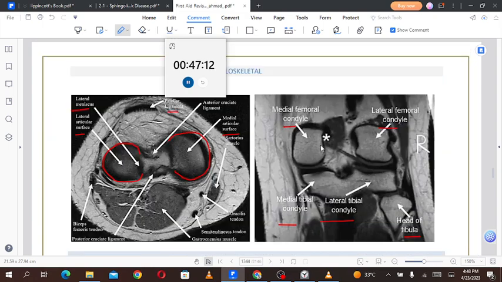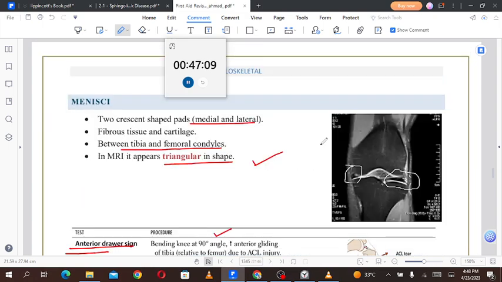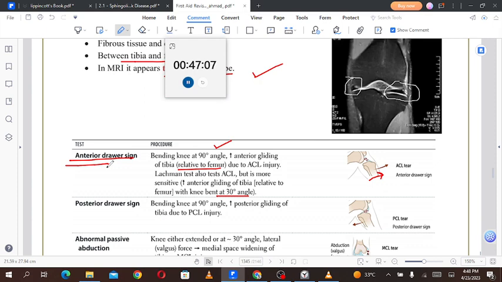Now let's move on. So these are the draw signs. That is the anterior draw sign. Now we are talking in reference to the tibia. Remember, the movements between the tibia and femur are opposite to each other. If we are saying the tibia is moving forward, that is synonymous with the femur moving backwards, right? Because there is relative movement between both of the bones.